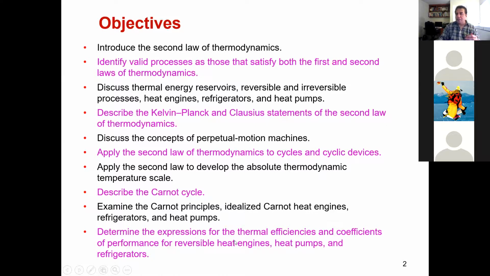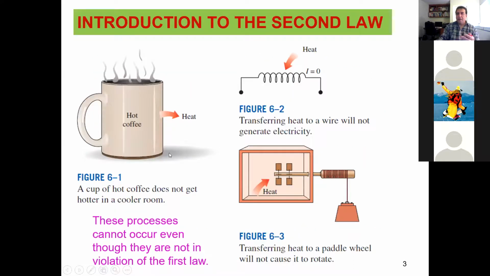Determine the expression for the thermal efficiency and coefficients of performance for reversible heat engines, heat pumps, and refrigerators. Okay, all right, so this is the introduction to the second law.